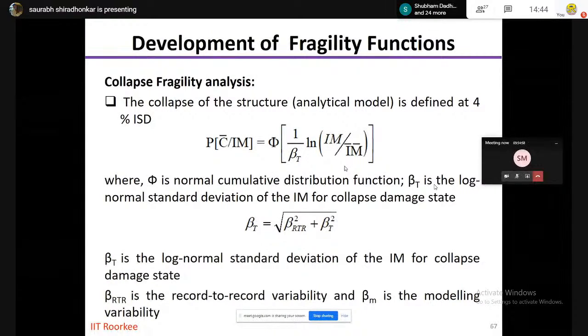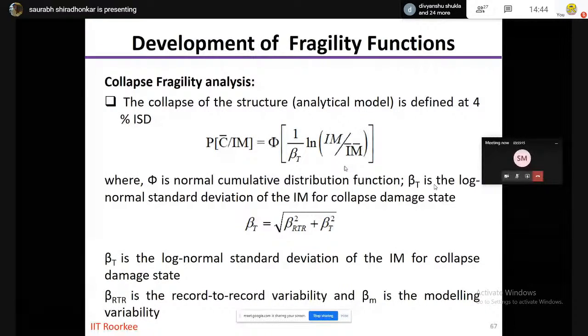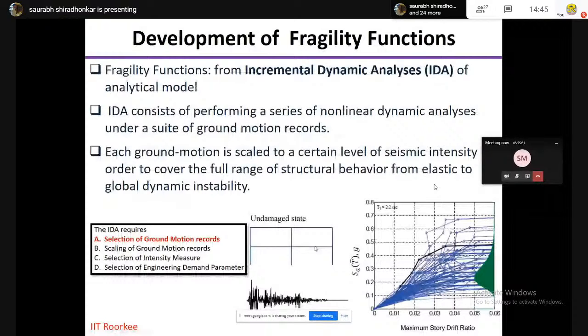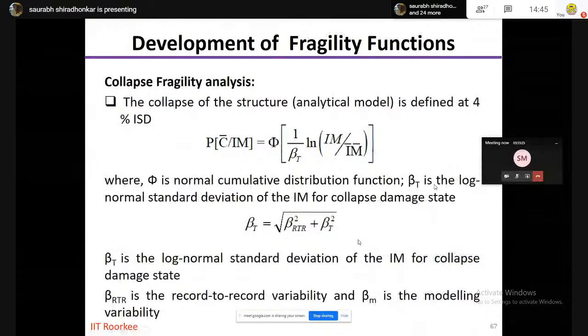As we have seen, the analytical model doesn't accurately predict the experimental response. So the variation that we observed in the analytical study is lesser than what is possible in the field. Because of that, we need to account for the variation in the analytical modeling, which is the epistemic uncertainty. So the beta total that we obtain is a combination of the variation obtained from this curve and the variation which is there because of the mathematical modeling.